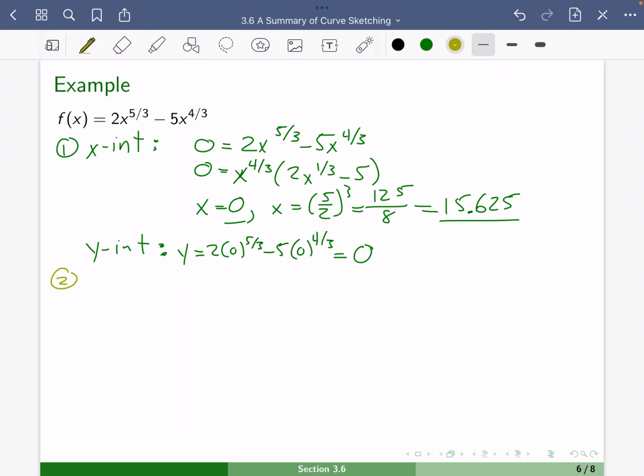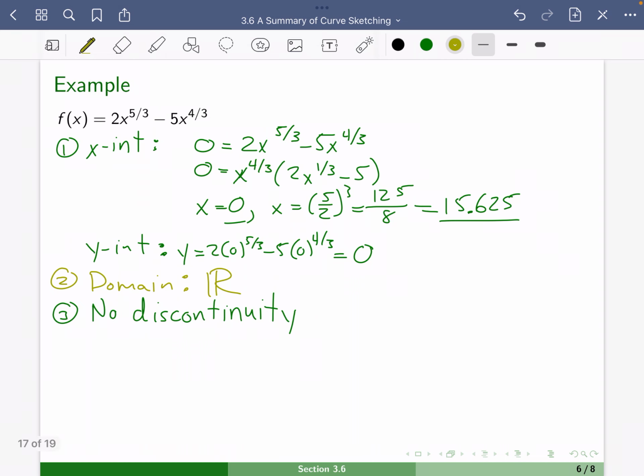Next, we want to think about our domain. So are there any places where we have problems with this function? Both of these are odd roots, and you can take odd roots of negative values, and so our domain has no issues. So our domain is all real numbers. Our third step, not the fourth, is discontinuity. Because our domain is all real numbers, there is no discontinuity. Great.